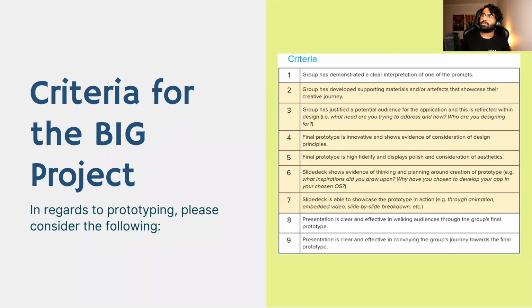Number 6 is evidence of thinking and planning around the creation of the prototype, your inspirations, and why you've chosen your chosen OS to develop your prototype application. Once again, I think it's really important to highlight why you chose it. So if you decide not to go with Dart and Flutter, if you went with React, why did you choose web only with React? And if you've decided on any other framework, maybe a C# .NET application, why have you chosen the Windows environment to predominantly run the application on?